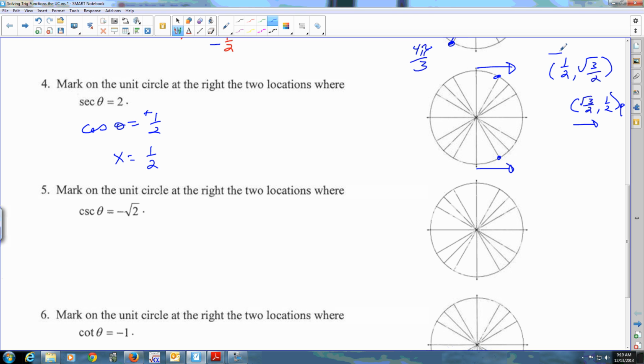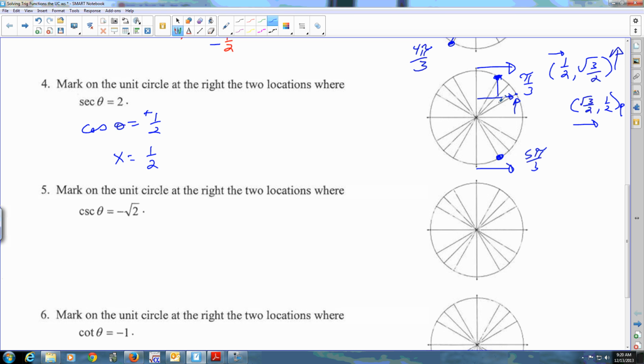This one, you're not as far over as you are up. So it's this. Well, for two reasons. One, x is a half, but I'm just trying to say it can't be that one. It can't be here, because that one you're farther over than you are up. Okay? So this angle and this angle, so that would be 5 pi over 3 and pi over 3.